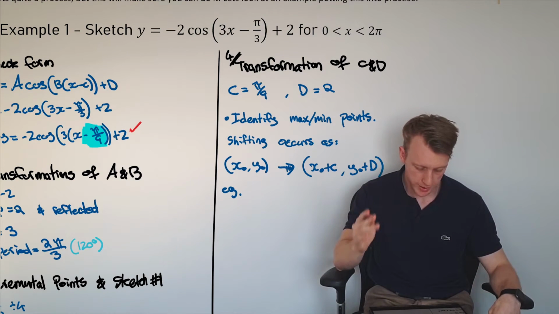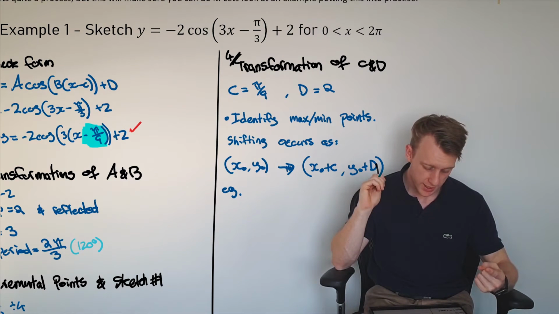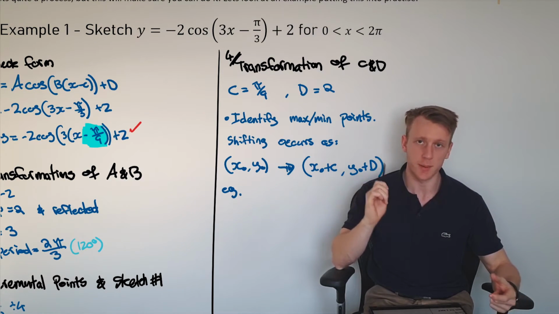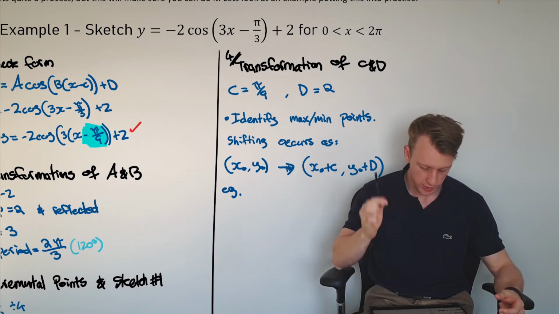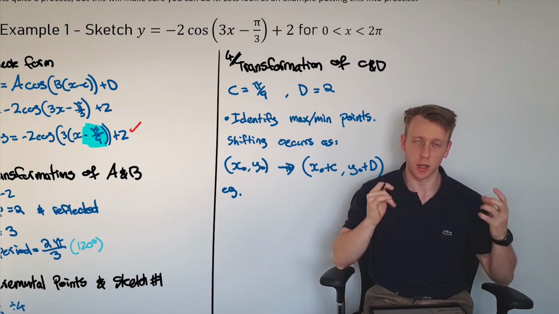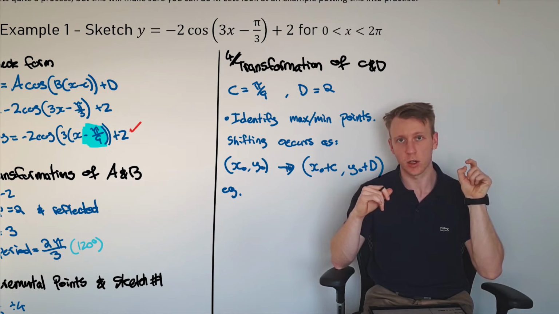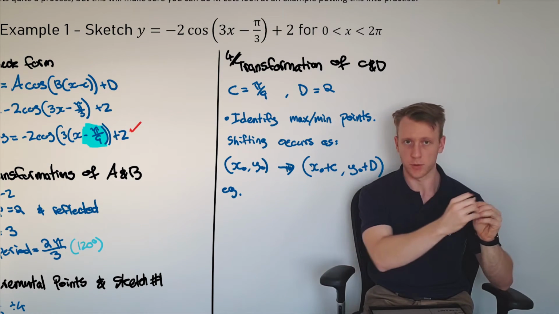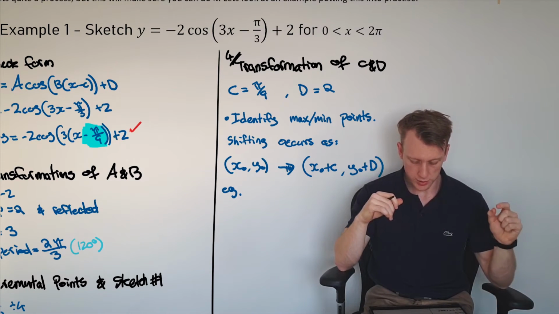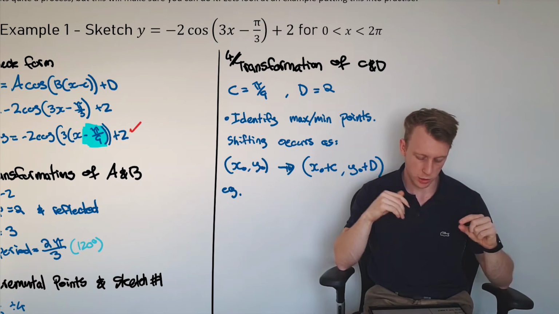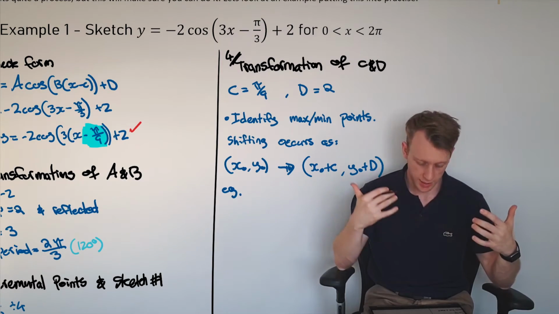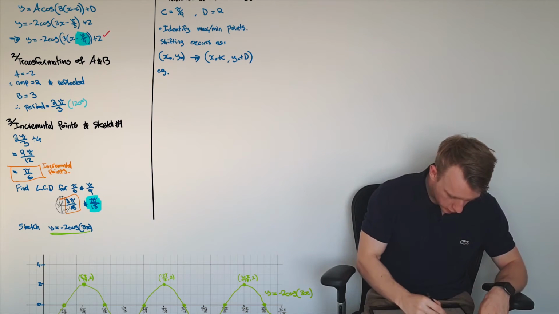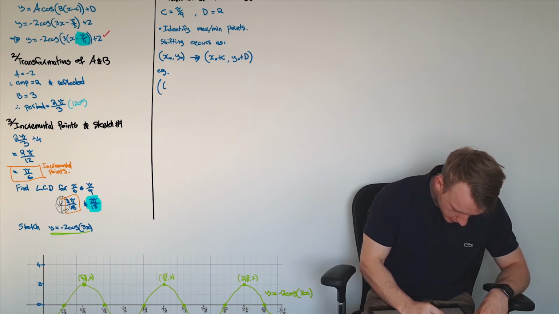Okay, so this is how the transformations of C and D work. You're going to identify what is C, what is D. Make sure you've already identified the maximum and minimum points of the initial sketch. And so as this shifting occurs, you take the x coordinate and you shift it along by +C, and that'll give you the left or right shift. And then you take the y coordinate of the same point and you shift it up or down by D units.